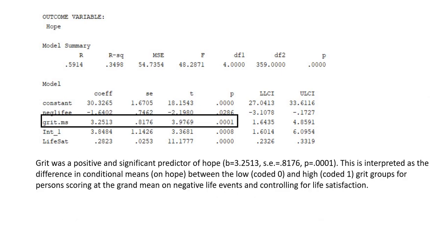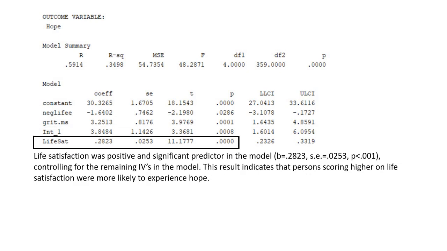We also see that grit was a positive and significant predictor of hope. This is interpreted as the difference in conditional means on hope between the low and high grit groups for persons scoring at the grand mean on negative life events and controlling for life satisfaction. And finally, we see life satisfaction was a positive and significant predictor in the model, controlling for the remaining IVs in the model. The result indicates that persons scoring higher on life satisfaction were more likely to experience hope.